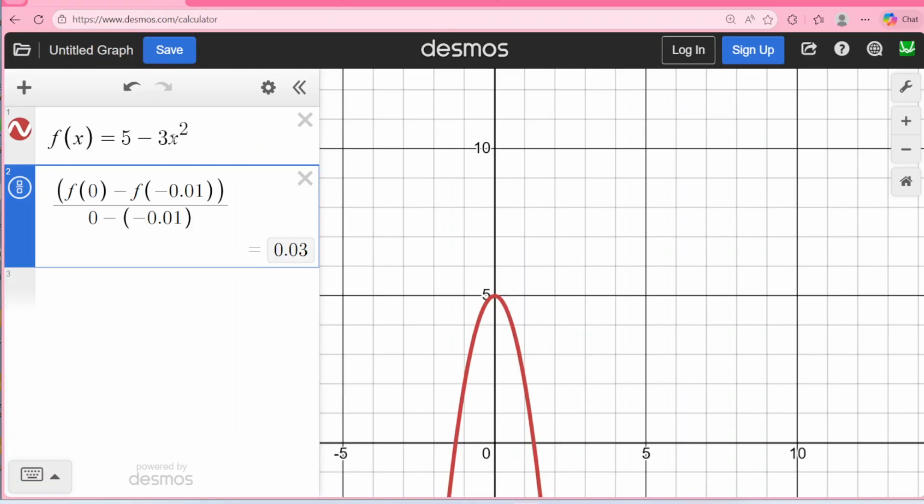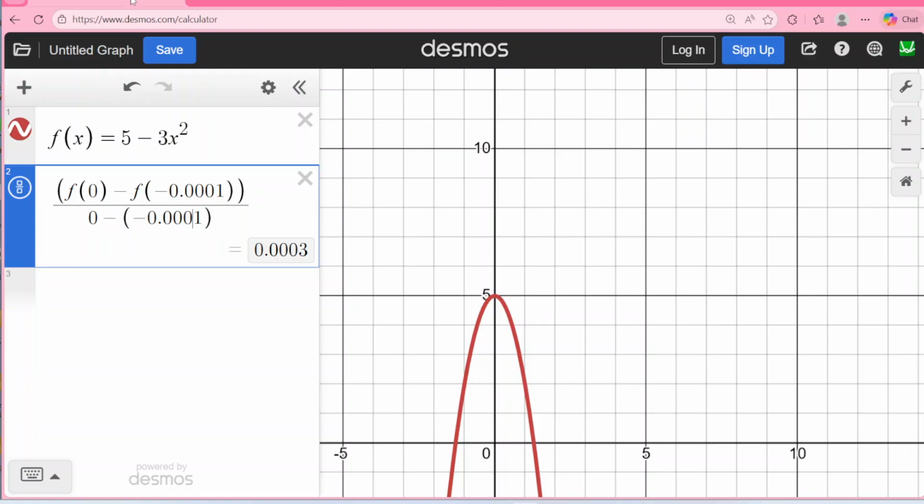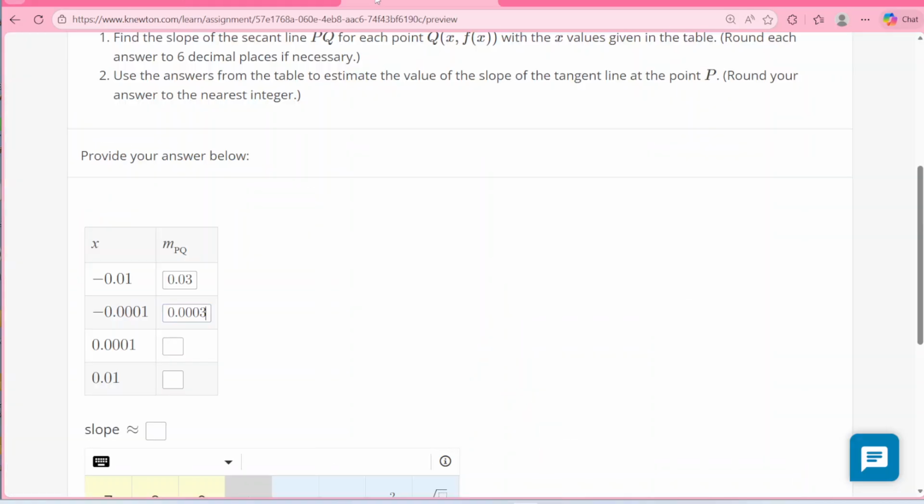So back on Desmos. So I'm just changing this from negative 0.01 to negative 0.0001. Same thing down here. Add 2 zeros. So now the slope is 0.0003. So that's what I'm going to enter here in the table for the negative 0.0001. Positive 0.0003. And that doesn't go beyond 6 decimal places, so I don't have to round. Let's double check that. Yeah, 0.0003, right?